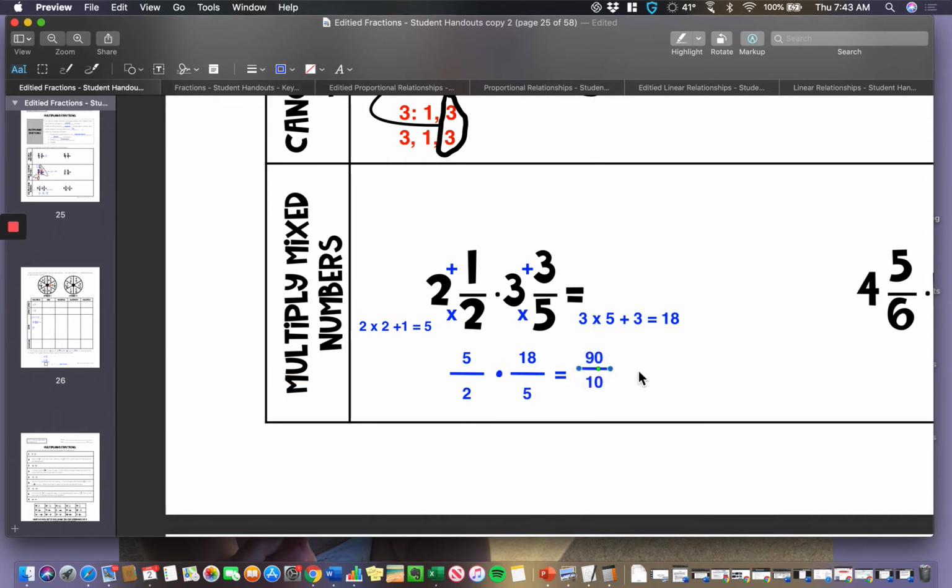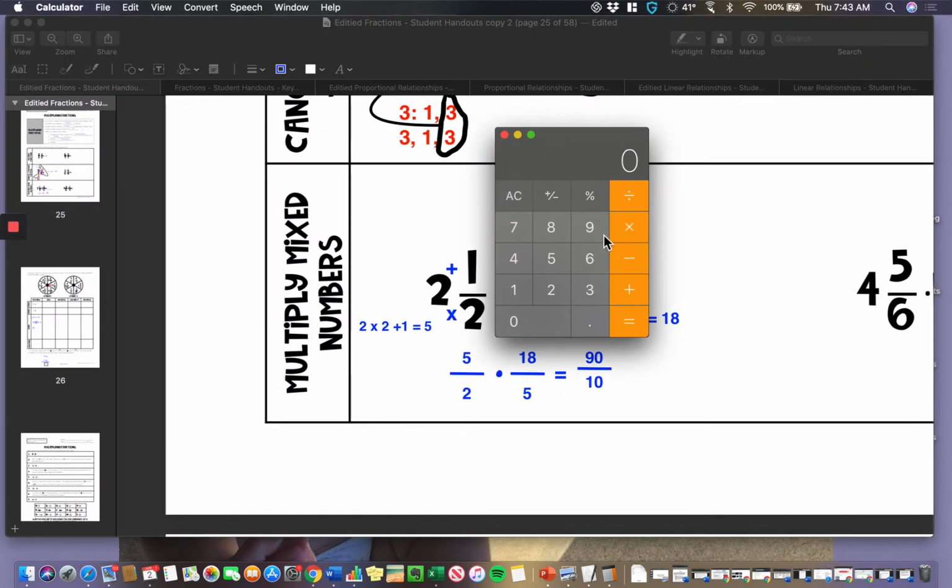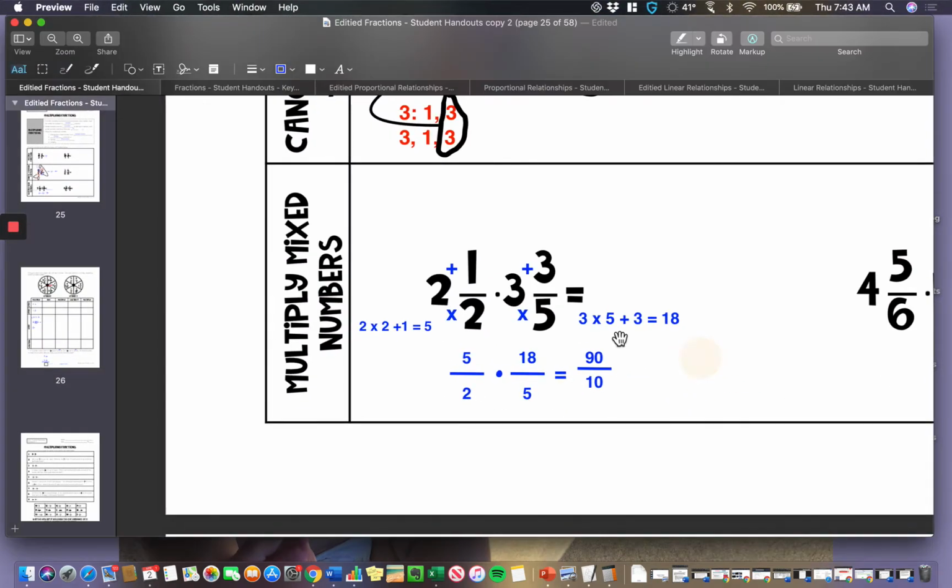So I can go ahead and convert this improper fraction by dividing the numerator by the denominator. So I want to know how many tenths are in 90. So I can take my numerator and divide it by my denominator. So when I do that, I can have 90 divided by 10, which is going to give me the whole number of 9. So this improper fraction actually converts to a whole number, which is really convenient.